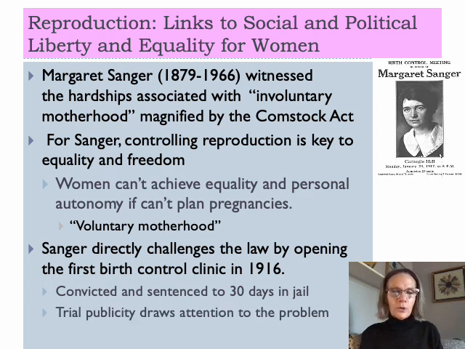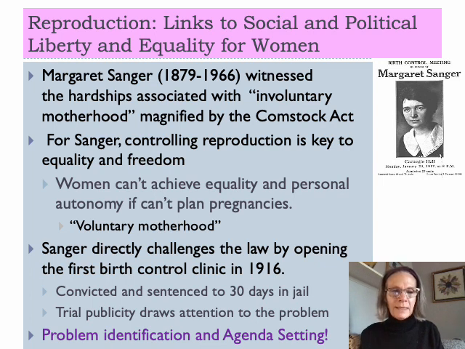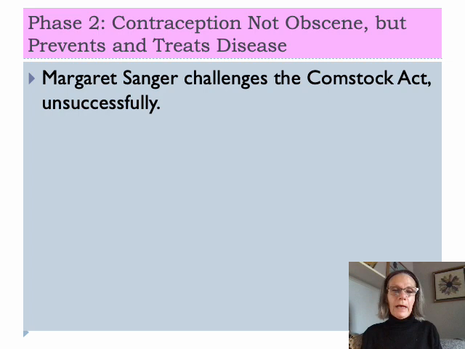Through the trial and the publicity that the trial got, it really drew attention to this problem of involuntary motherhood, this problem associated with not having control over one's reproductive capacity. And just as Anthony Comstock identified a problem and got it on the agenda, so too did Margaret Sanger. She identified the problem of involuntary motherhood, and she got it on the agenda because of the publicity that her trial received. So Margaret Sanger challenges the Comstock Act, but it's unsuccessful. In fact, she's convicted and put in jail.